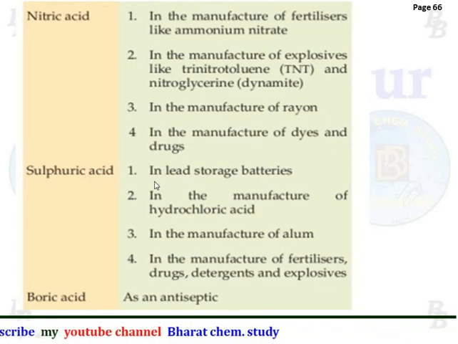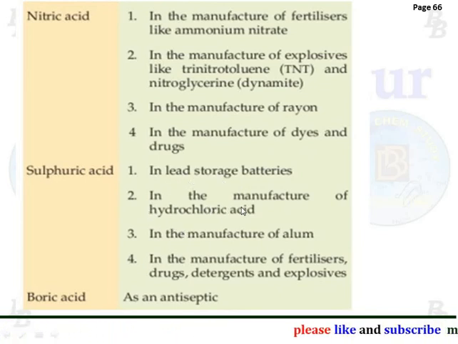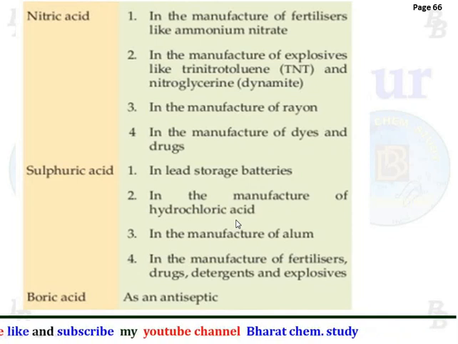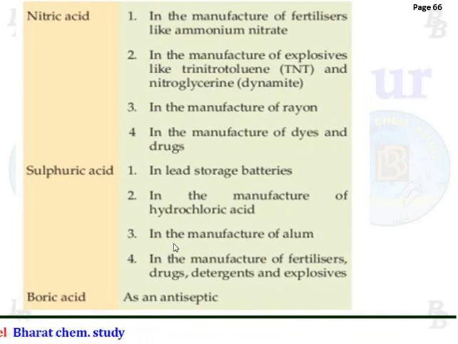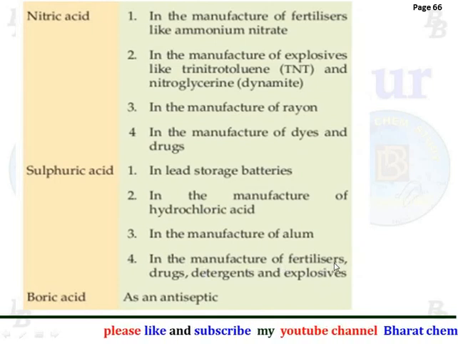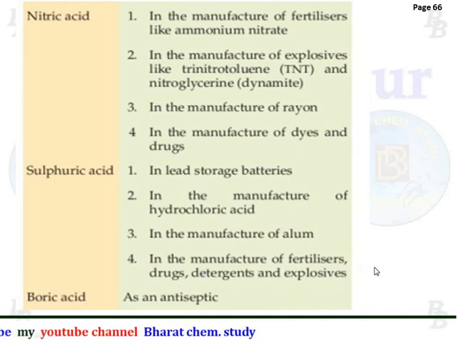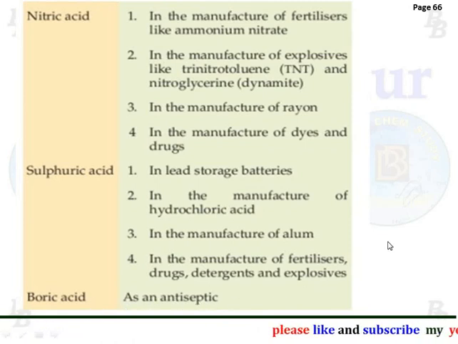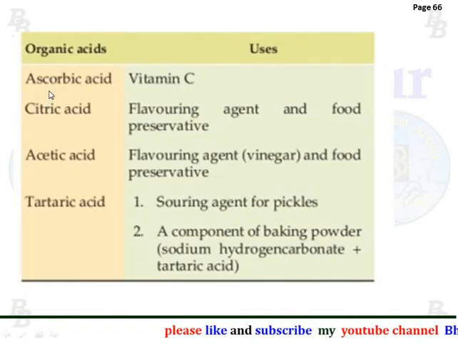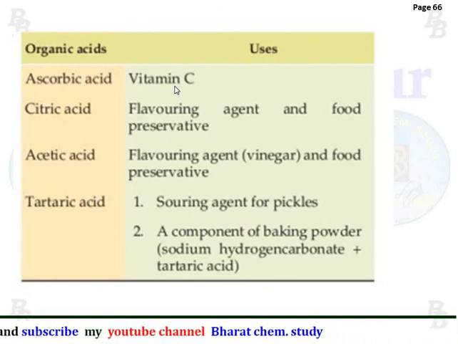Sulfuric acid is the main constituent of the lead storage battery. It is also used in the manufacturing of other acids like hydrochloric acid or nitric acid. It is used in the manufacturing of fertilizers, drugs, detergents and explosives. Boric acid is used as an antiseptic. Organic acid, ascorbic acid, we use it as vitamin C.